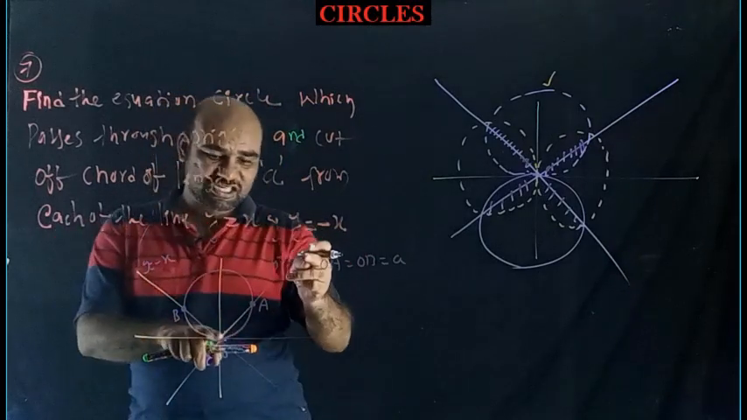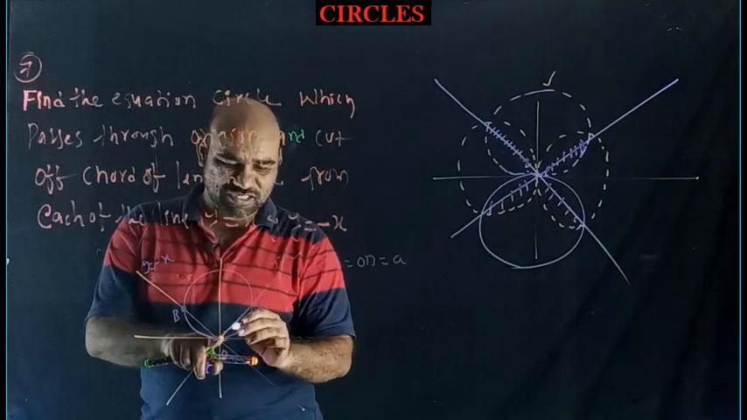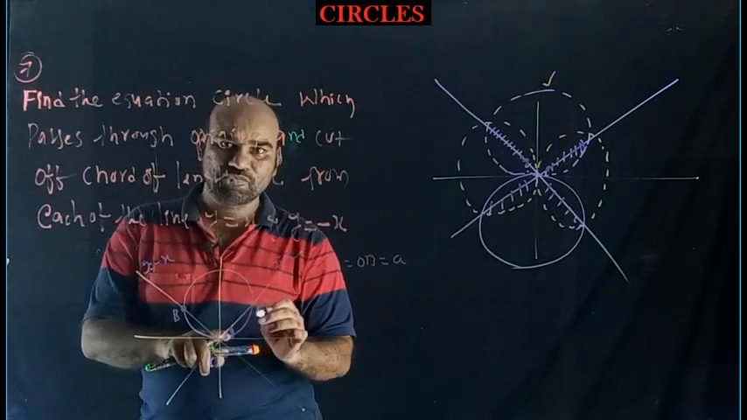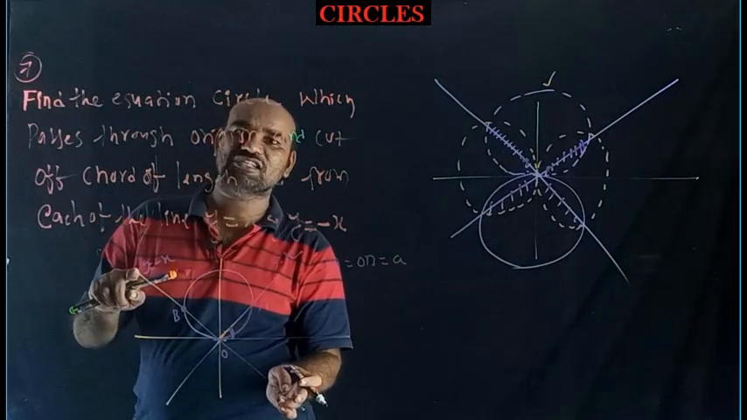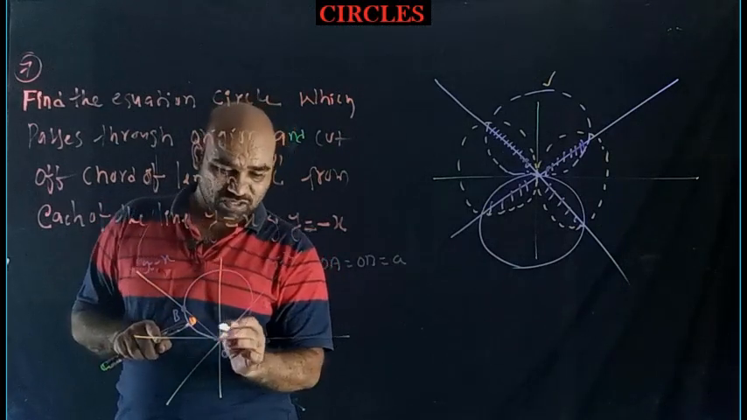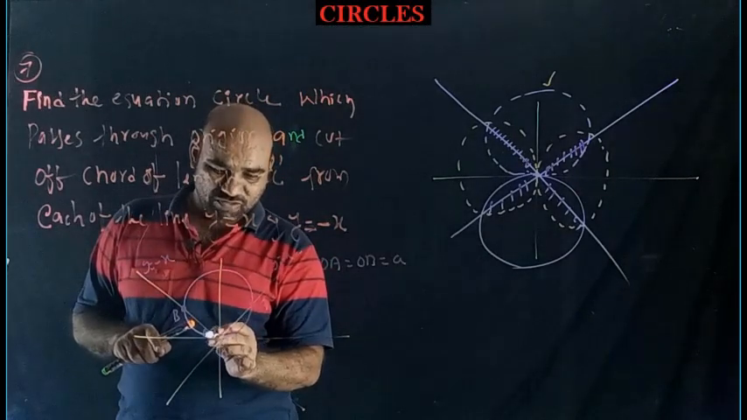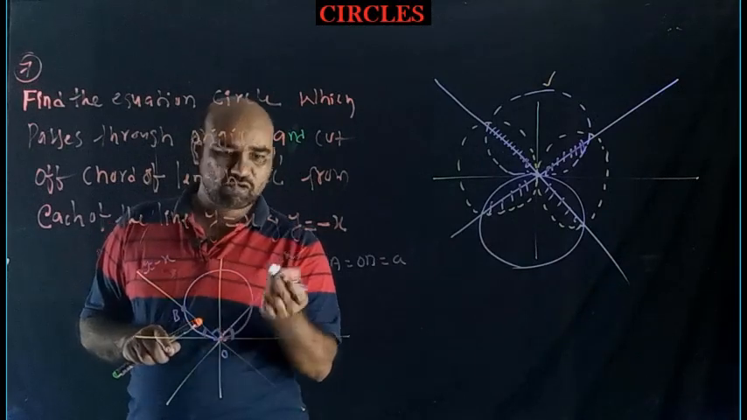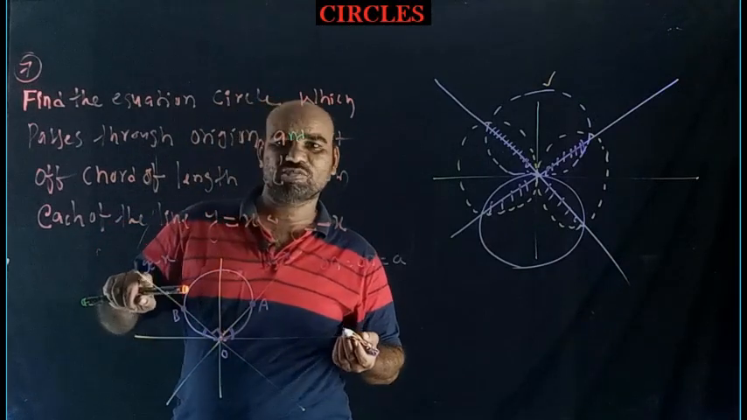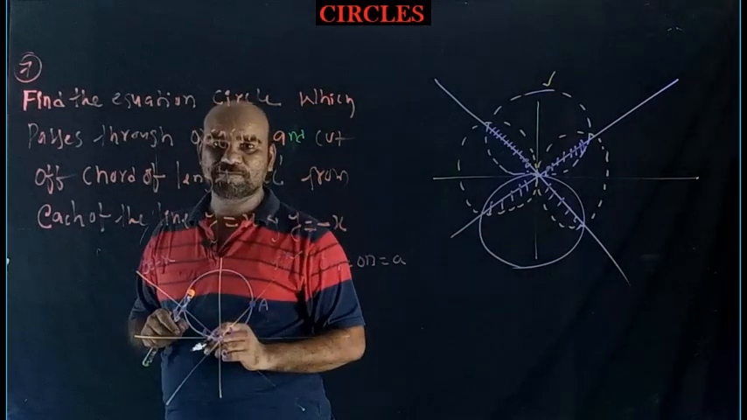So slope of this line is 1, inclination is 45. This angle is 45. Slope of this line is minus 1, inclination is 135. This total is 135. So this is again 45 only, no? So what is this? Angle between these is 90 degrees. Slope of this line is 1, slope of this line is minus 1, product of the slopes equal to minus 1. So you can say that the angle between them is 90 degrees.